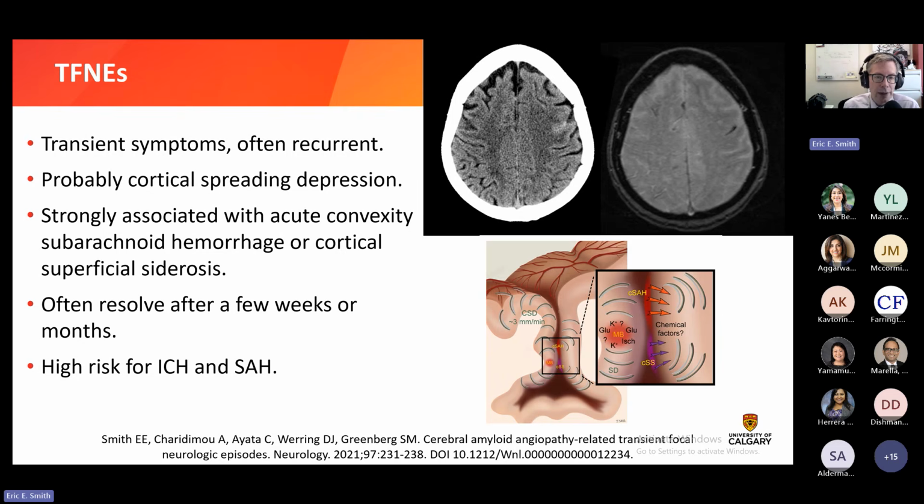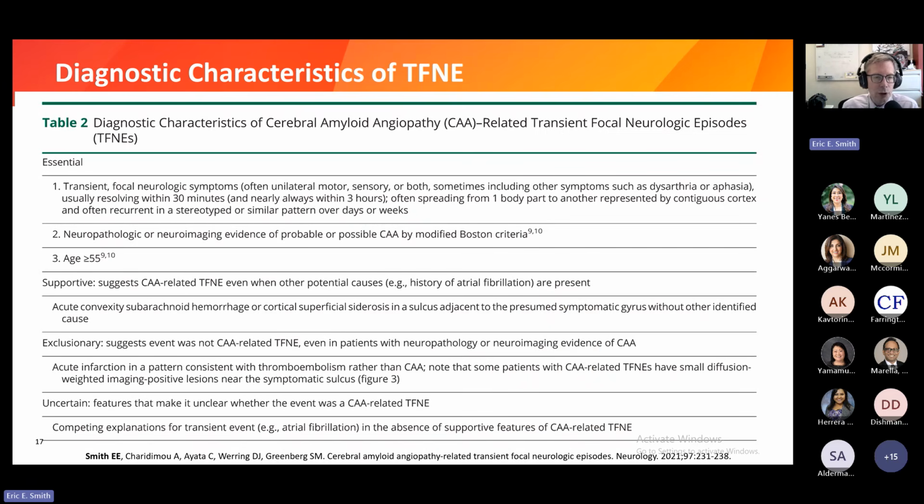And importantly, there's a similar risk of having a future symptomatic hemorrhagic stroke, either ICH or SAH, as in patients that present with intracerebral hemorrhage. So it's a marker of patients at high risk for hemorrhage, and it's important to recognize this syndrome. The best way to do this is to be aware of the clinical features of the syndrome. And whenever possible, this would be a good reason to get an MRI as workup for somebody with TIA, because seeing the subarachnoid hemorrhage, the CSS, or the multiple microbleeds consistent with Boston criteria CA provides the clue to the diagnosis.